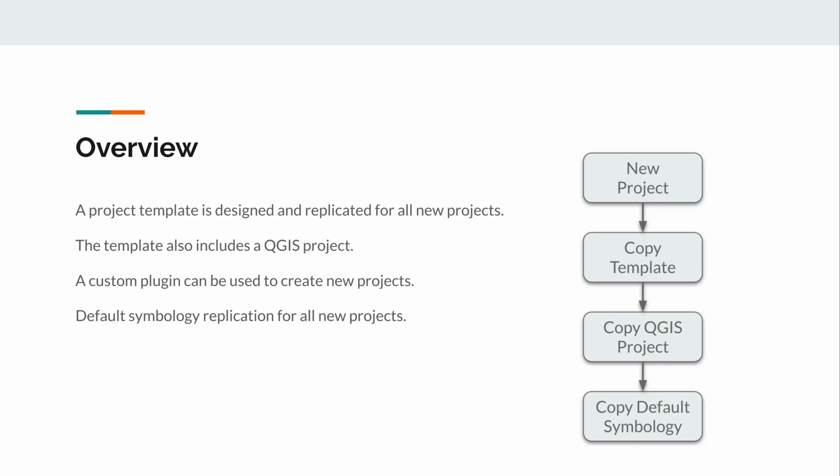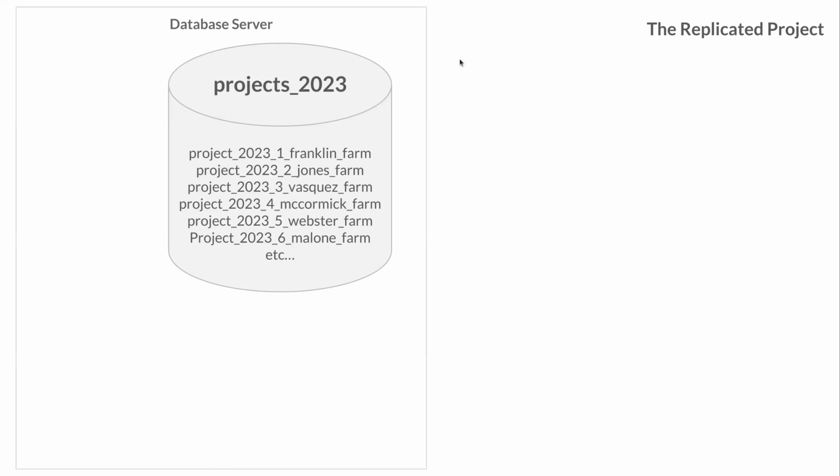Default symbology is replicated for all new projects, and that's really kind of cool, and I'll show you how we do that. All right, this is what it looks like. So we have our database server, and in the server we have a number of schemas. I'll get to that in a moment.